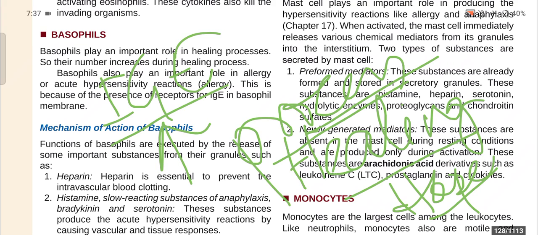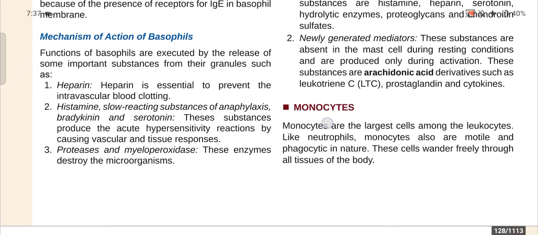And now the mechanism of action of basophils. Functions of basophils are executed by the release of some important substances from their granules such as heparin, histamine, protease, and myeloperoxidase. So let us discuss one by one. First of all, heparin. Heparin is essential to prevent intravascular blood clotting, and histamine, slow reacting substances of anaphylaxis, bradykinin and serotonin. These substances produce the acute hypersensitivity reaction by causing vascular and tissue responses.